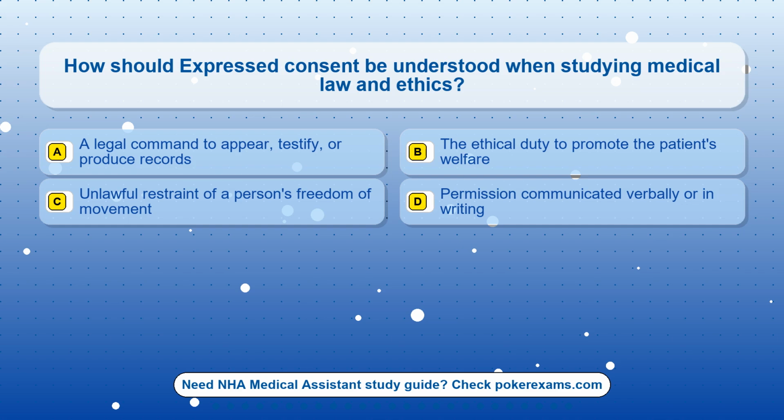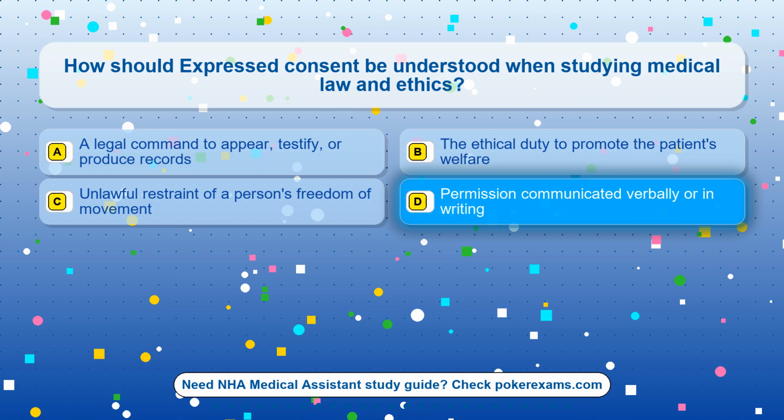Question 4. How should expressed consent be understood when studying medical law and ethics? Option A. A legal command to appear, testify, or produce records. Option B. The ethical duty to promote the patient's welfare. Option C. Unlawful restraint of a person's freedom of movement. Option D. Permission communicated verbally or in writing.